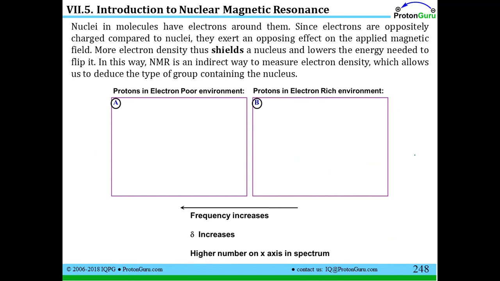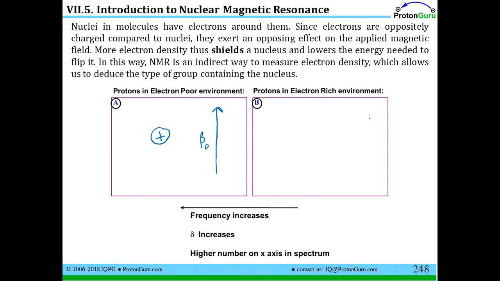Now, I previously mentioned that the place along the x-axis, the energy at which the nucleus absorbs, has something to do with the electron density around that nucleus. Well, how does that work? Well, let's think about a nucleus, just a proton, in an electron-poor environment. So let's just not draw any electrons around that nucleus in this picture. We apply a magnetic field. Right, we have an energy difference between the two states, and that's the energy that proton will absorb that we see absorbed in the spectrum.